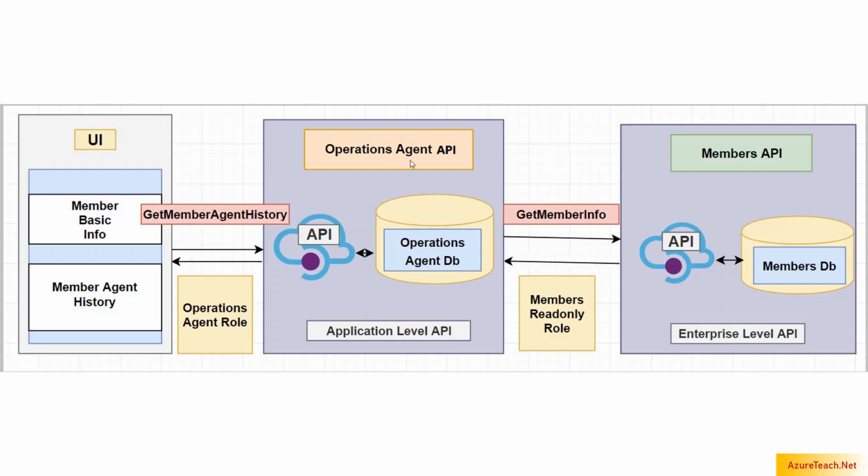To access Operations Agent API Get Member Agent History endpoint, the user must have Operations Agent role. And to access Members API Get Member Info endpoint, the user must have Members Read-Only role. So the user must have both of these roles, otherwise this entire flow will not work. Please note that these APIs have other endpoints too, but for our demo, Web API with Azure AD calling another Web API with Azure AD, this information is enough. Let us start with developing the APIs.